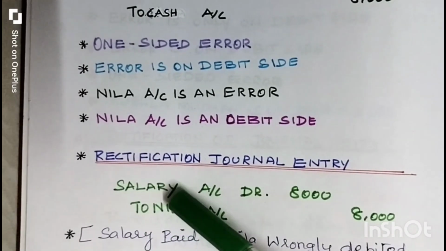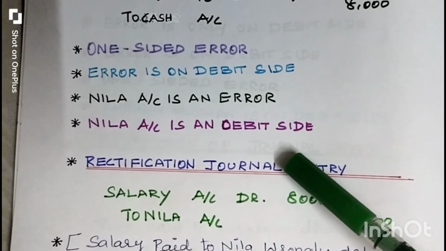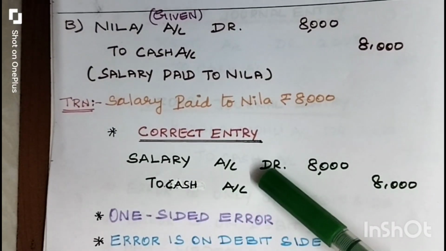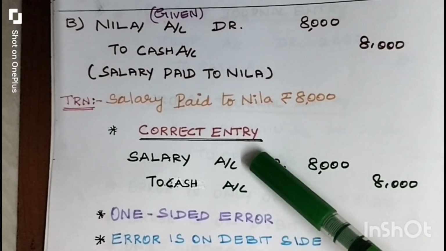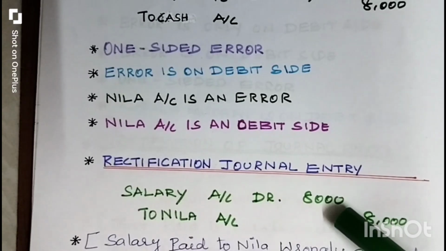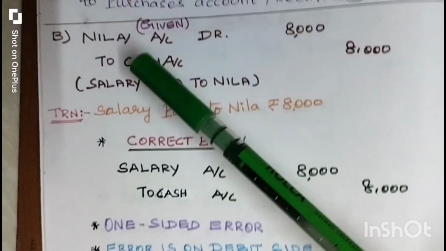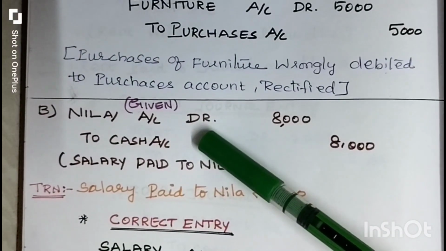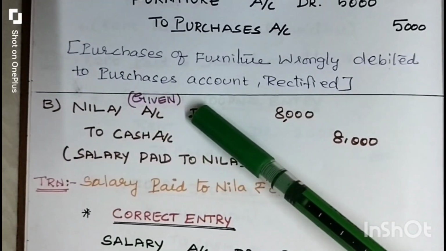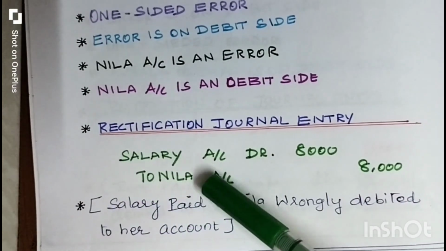Whenever you prepare the rectification journal entry, first you have to enter the correct account on the correct side. Which account is the correct account? Salary paid to Neela, so salary account debtor. Salary account is the correct account on the debit side. So we have to enter salary account debtor 8,000 rupees. Then the account in error, Neela account, is on the debit side. To rectify it, we have to credit the Neela account. We credited the Neela account.